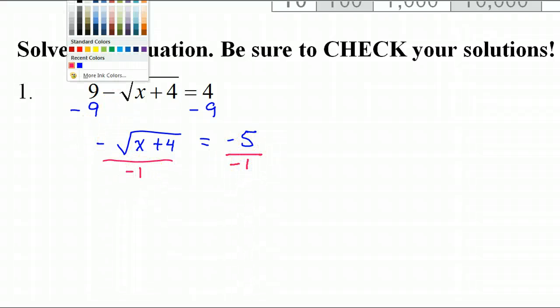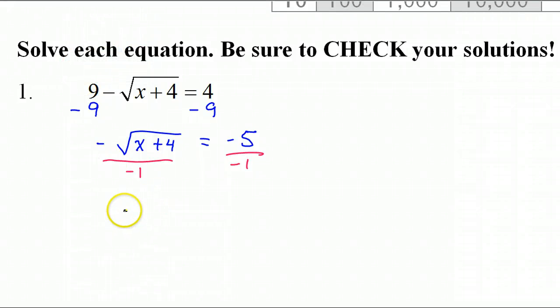Alright, a negative divided by a negative is a positive, so that will leave us with the square root of x plus 4 equals 5. Okay, once a radical is by itself, you can make the radical go away by doing the inverse. The inverse of the square root is squaring.